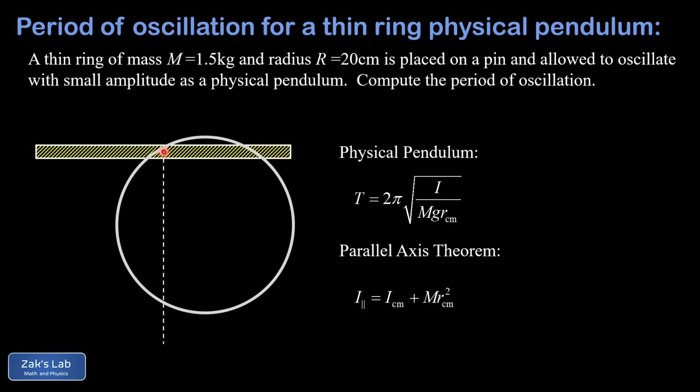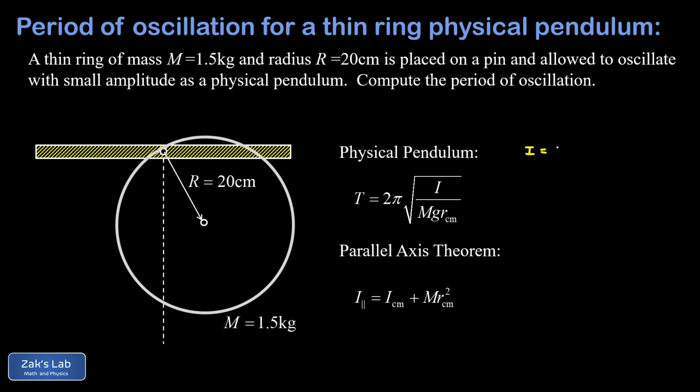In other words, it's going to be the same thing as r center of mass, the distance between the pin and the center of mass of the ring. And of course, I'll post a link to the video where that theorem was derived as well. So we can put all this stuff together pretty quickly. First, we're going to find the moment of inertia for this ring about the pin that it's actually rotating around.